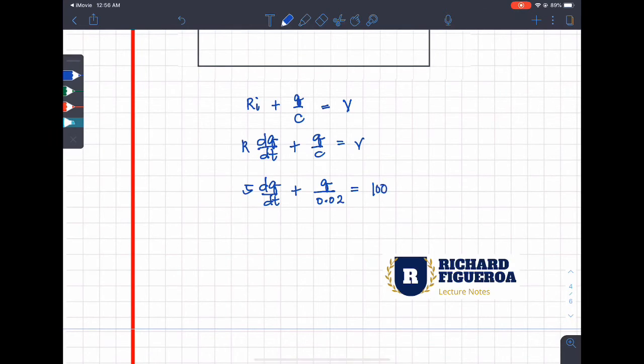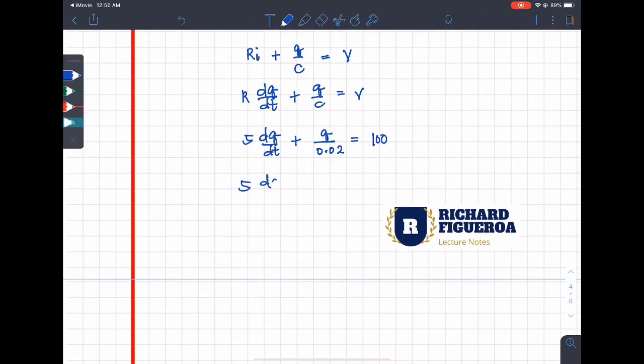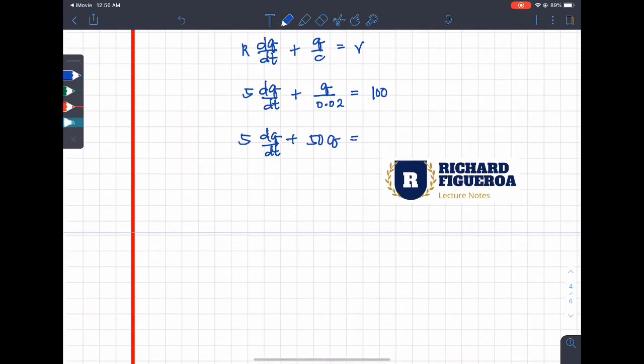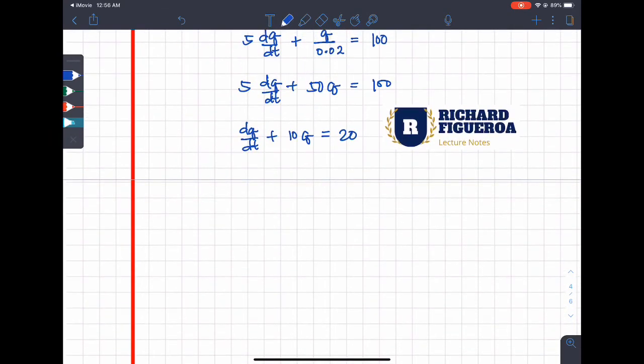100. So 5 dq/dt plus 1 divided by 0.02, so we'll have 50q, equal to 100. If we want to simplify this further, dq/dt plus 50 divided by 5 is 10q, equals 20. So dq/dt plus 10q equals 20. We can now solve this one.